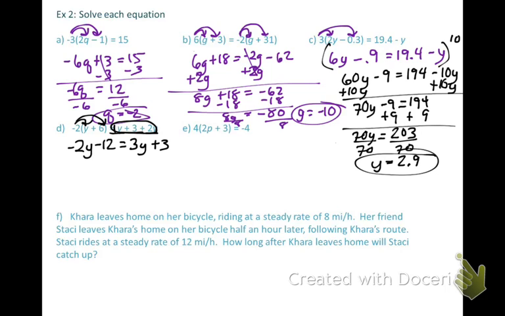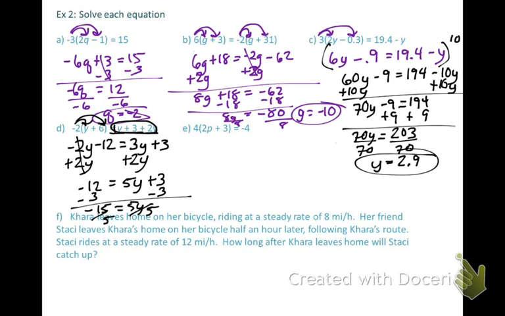And then I'm going to bring the smaller variable over to the bigger variable. So it's going to be negative 12. Notice I left the minus sign with the 12. Equals 5y plus 3, then subtract 3. So it's negative 15 equals 5y, divide by 5. So it's going to be negative 3 equals y.